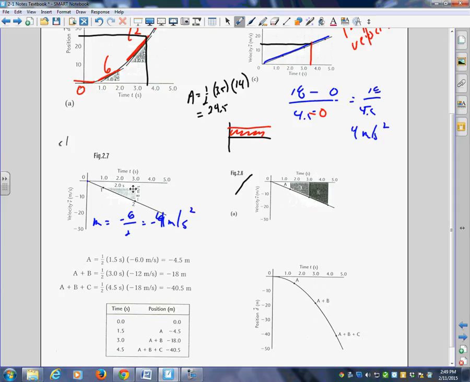Then you still keep it as -4 then? Oh yeah, it just means that it's to the left, that's all. You can be negative and to the left and still speeding up, Steve. Okay, that was relatively easy.